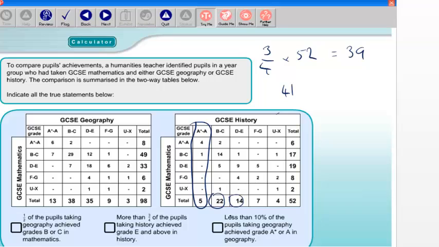For the final statement, less than 10% of the pupils taking geography achieved a grade A or A star in geography. So let's have a look at that. A total of 13 pupils got an A or A star in geography out of 98. Here we don't even need the calculator because 10% of 98 would be 9.8 and 13 is clearly above that. So this is not a true statement, this is false.